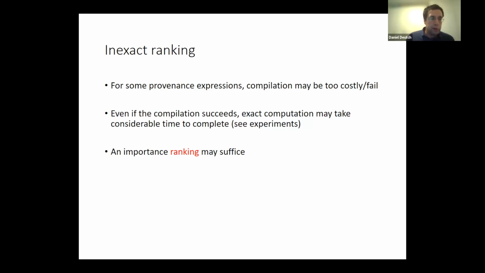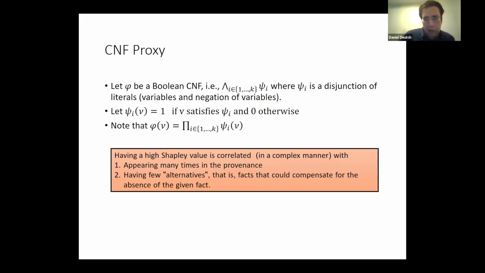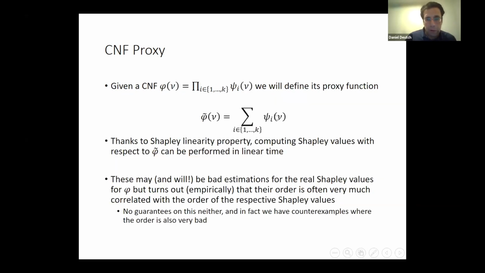Instead of computing the actual Shapley values, we can try to rank to decide which of the facts influenced more than the others without actually computing the exact Shapley value. And we do that via heuristics, which essentially, instead of looking at the CNF itself, we look at the proxy function, which, if you think about the conjunction as a multiplication of the value function for the different clauses, we look at the sum of the clauses. So intuitively, we look at how many clauses were satisfied. And thanks to the Shapley linearity property, computing Shapley values with respect to this function is much more efficient and can be performed in linear time.